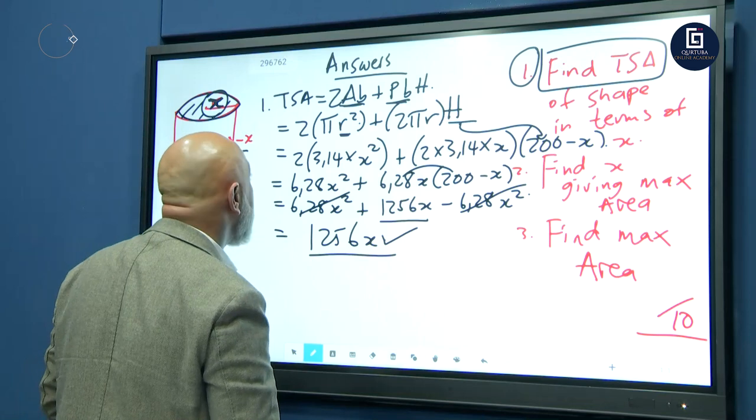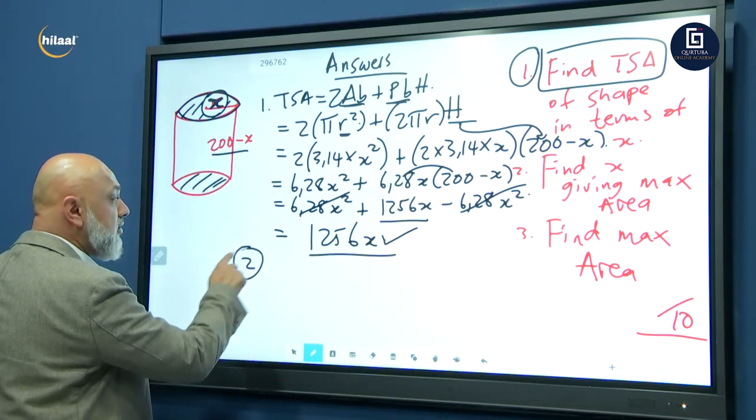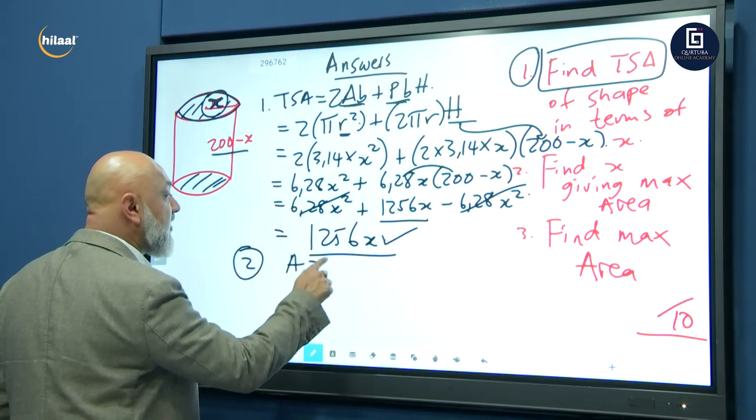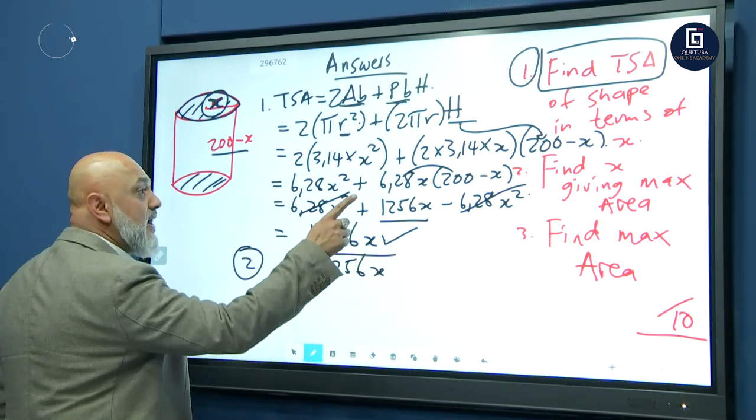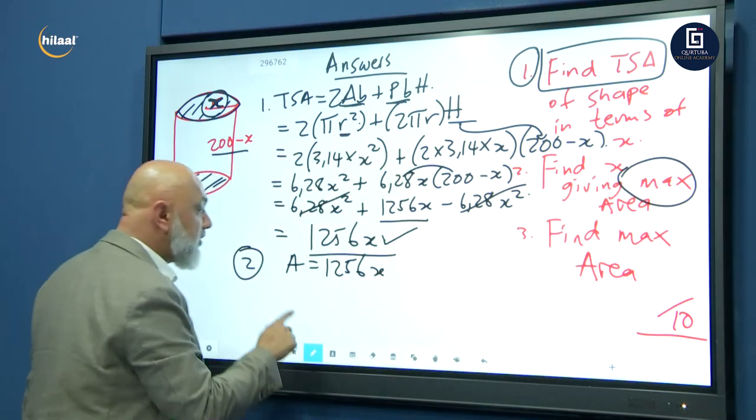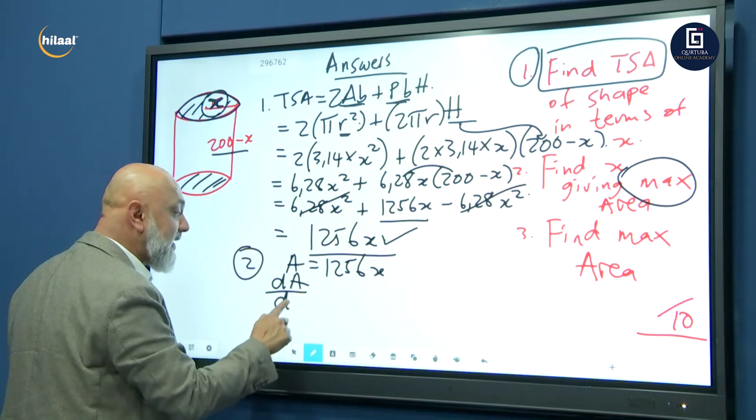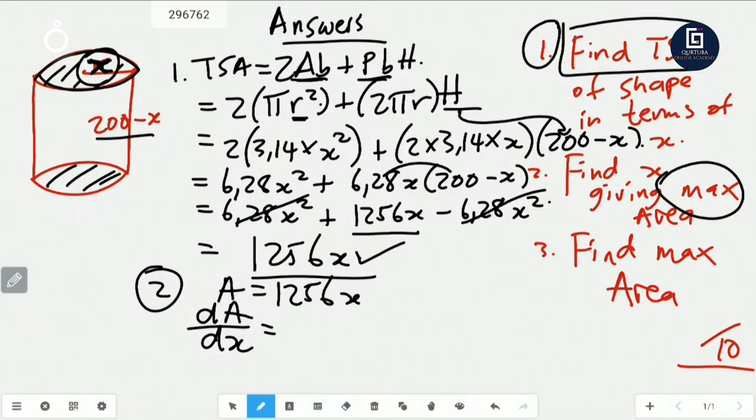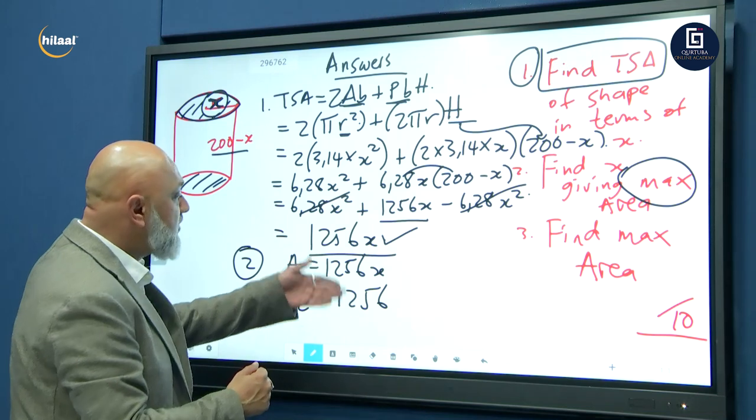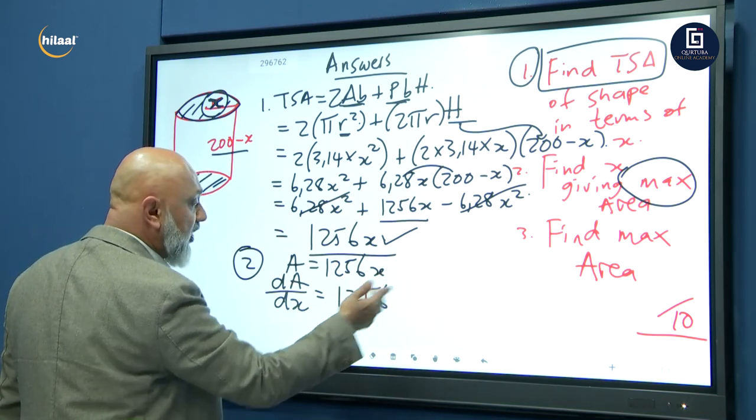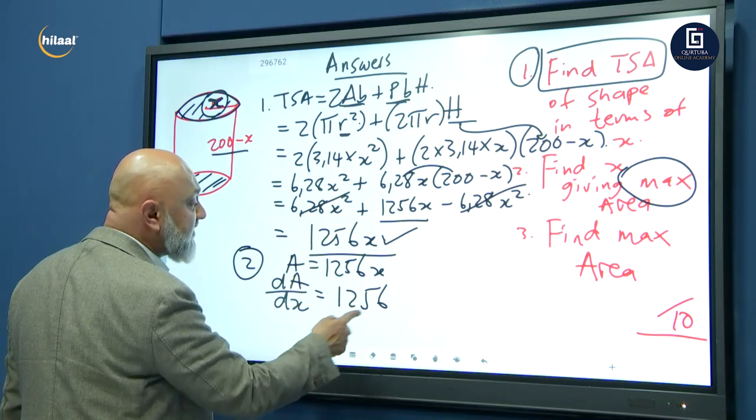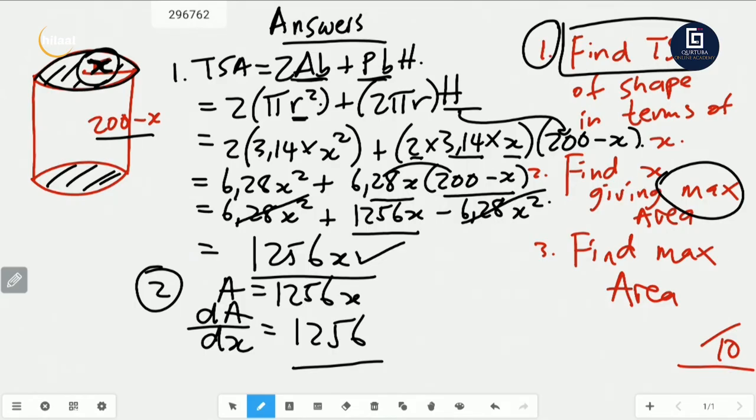Number 2, find x giving maximum area. Now, your total surface area is 1256x. Whenever we say minimum or maximum, we need to use the derivative. Therefore dA over dx is equal to 1 times 1256, which is 1256. The x will fall away, and that's your final answer. In this case your x fell away, so you got 1256 units squared, and that's going to be your final answer.